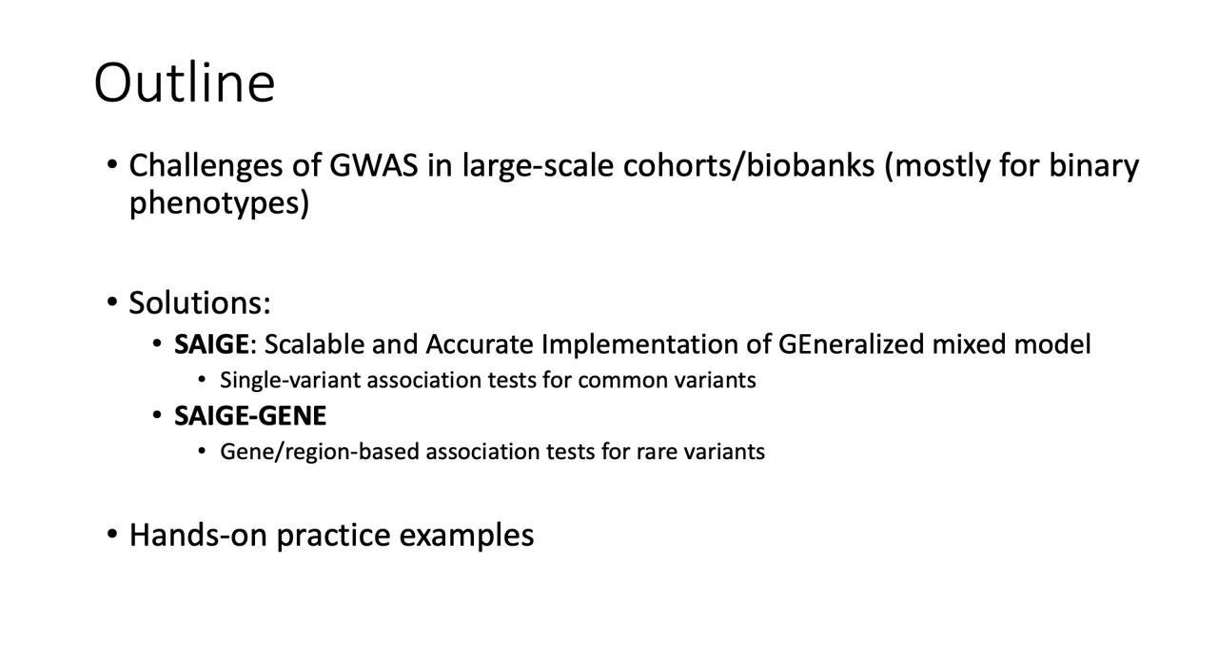We will firstly go through several challenges of GWAS in large-scale cohorts and biobanks, mostly for binary phenotypes, followed by our solutions. We have implemented SAIGE for single-variant association tests. Because the single-variant association tests are usually underpowered for rare variants, more recently, we have implemented the region or gene-based association tests called SAIGE-Gene for rare variants in the same SAIGE-R package. Last in this talk, we're going to use some examples to demonstrate how to run the SAIGE-R package.